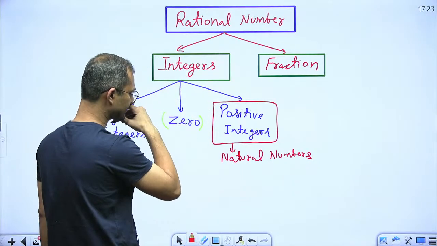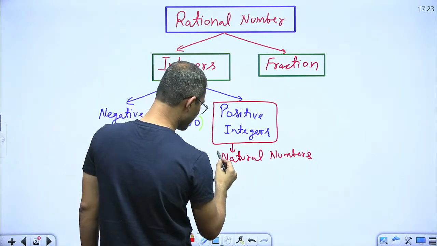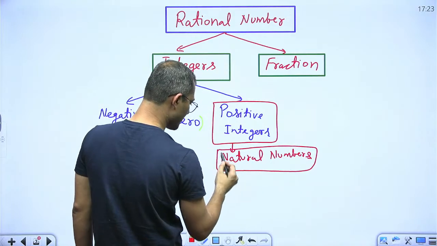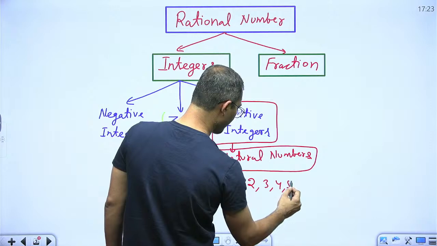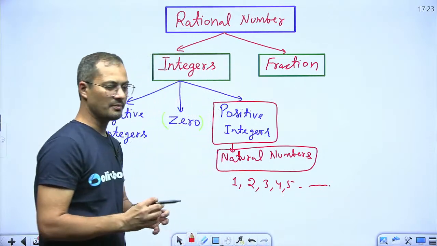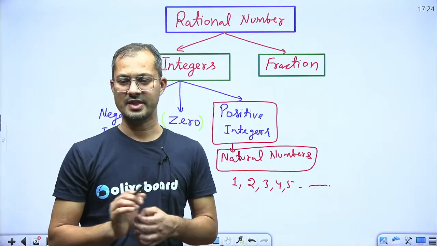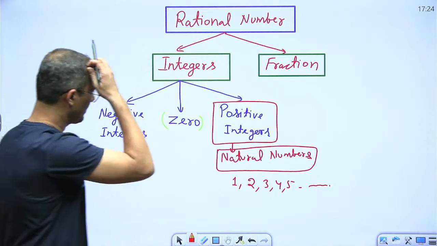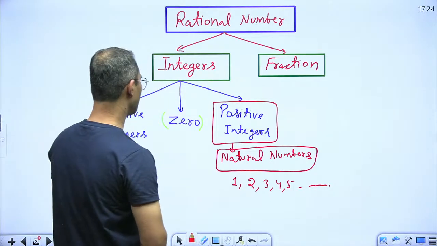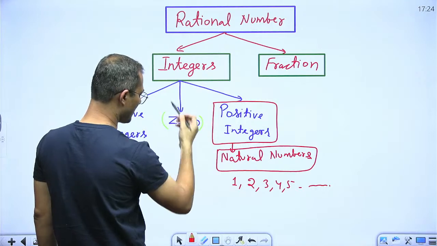Okay. So natural numbers include what? Natural numbers include 1, 2, 3, 4, 5. All the numbers which can be counted are known as natural numbers. Is this clear? Okay. Or we can say that 0 also comes in.